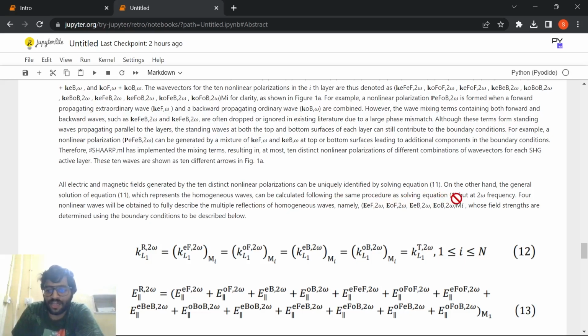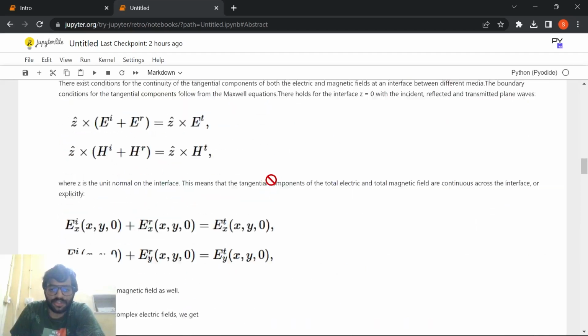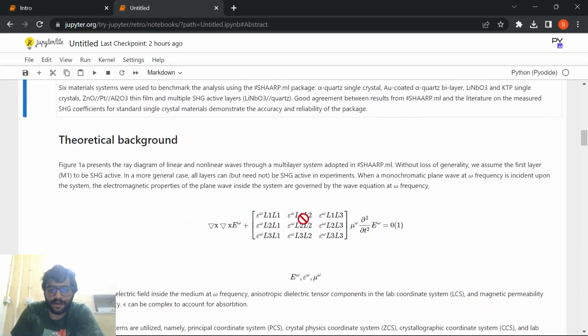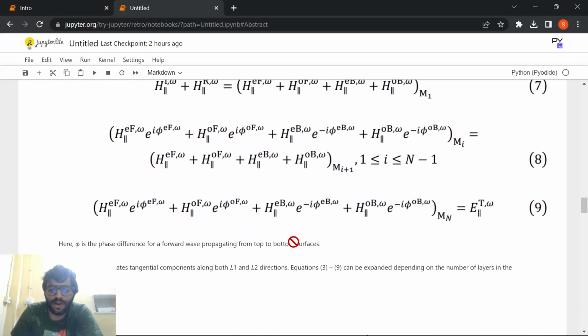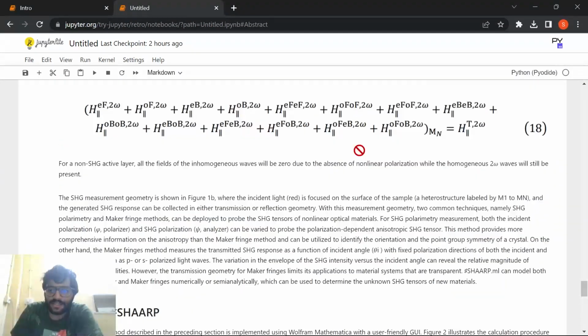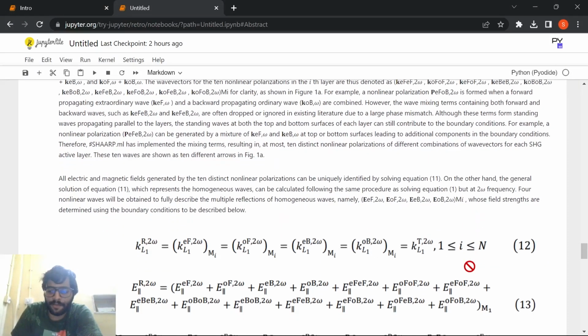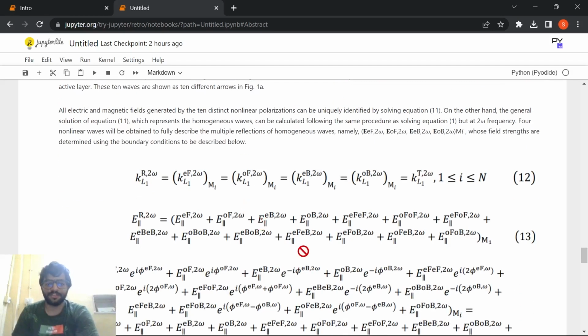the same procedure as solving equation 1 but at 2 omega frequency. Equation 1 is just the wave equation at omega frequency. With 2 omega frequency, we will solve, and we get 4 terms: extraordinary forward, extraordinary backward, and ordinary forward and backward at different layers, whose field strengths are determined using the boundary conditions described below. So these are the same boundary conditions as before, but for 2 omega.